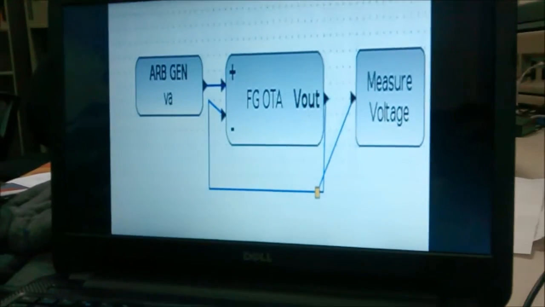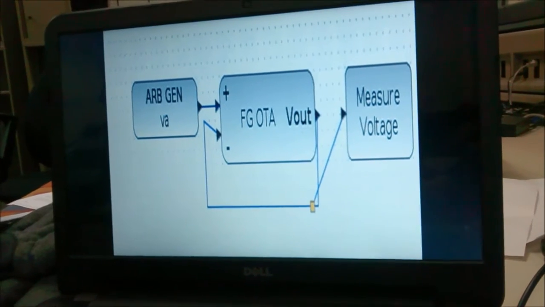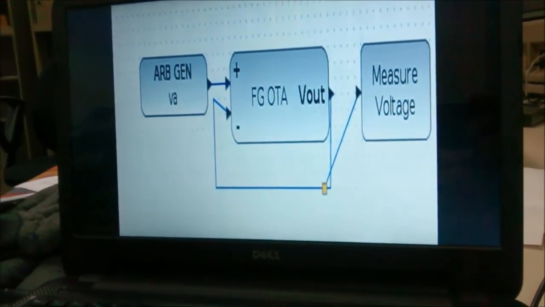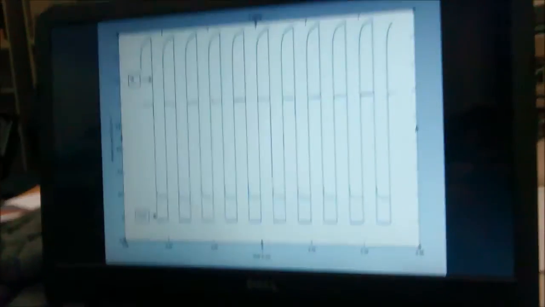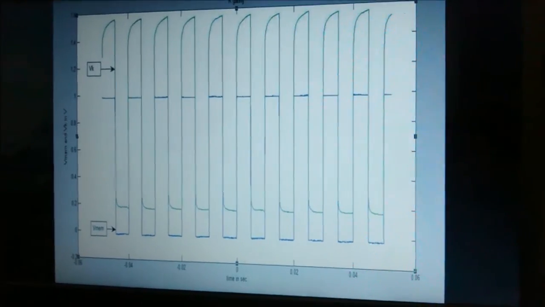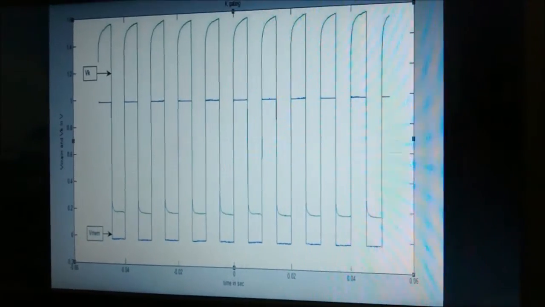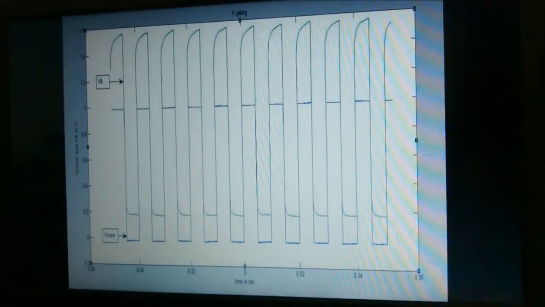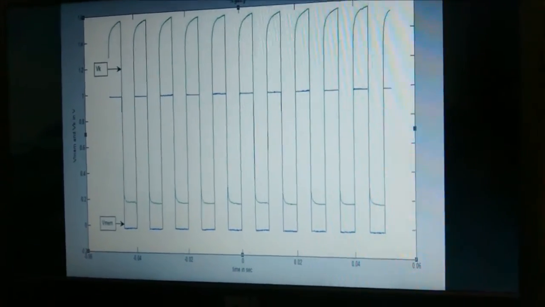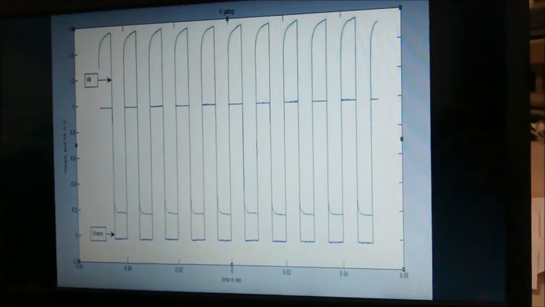Potassium channel gating. As you can see, it is just an FGOTA in which the negative terminal is connected to its output. So the expected output should be a low pass filter, that is the output following the input with a slight delay. And that is exactly what we observed. Initially we got the peak to peak voltage of the output as 1 volt, but by varying the I bias of the FGOTA, we could lift it up to 1.5 volts. So finally we found our VK as 1.5 volts.